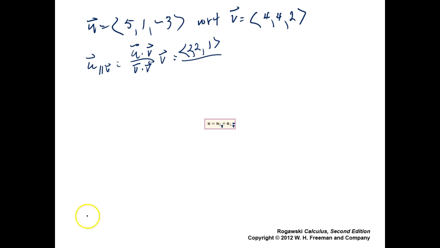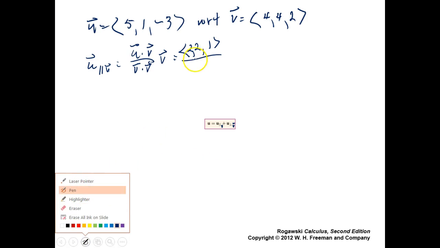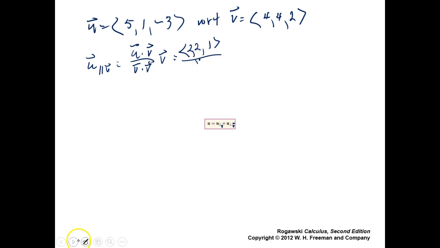No, that's the whole thing. I thought that was a part of it. No, that's it. There we go: (2, 2, 1). All right. Done. What we need to find is U perpendicular to V. How are we going to do that?